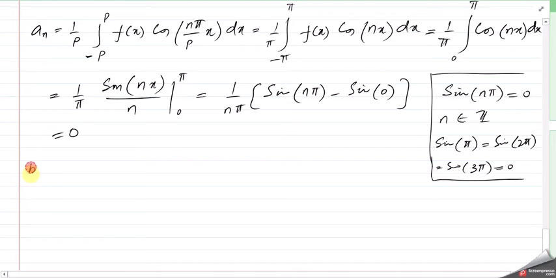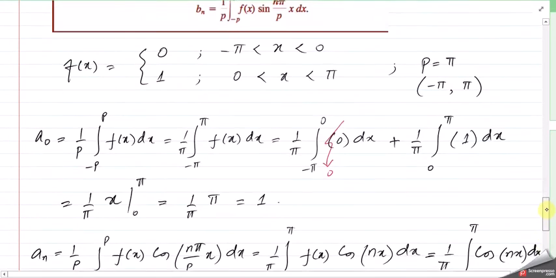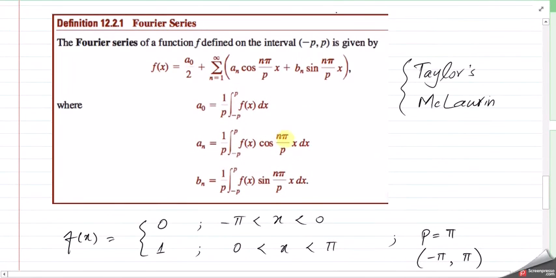Right, now we come to bn. Bn is 1 over p integral minus p to p f of x again, sine(n pi over p x) dx. Remember that this pi is not because our interval is pi. No, this pi is in the formula. This pi is in the formula, so it will be pi for all the questions.